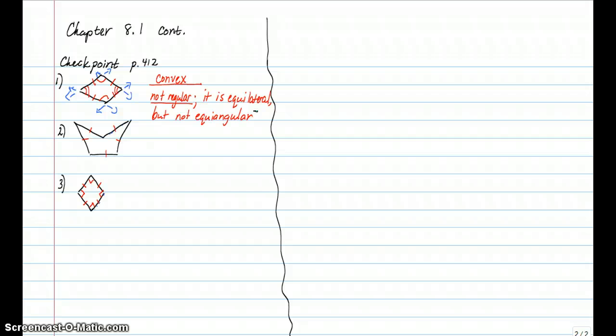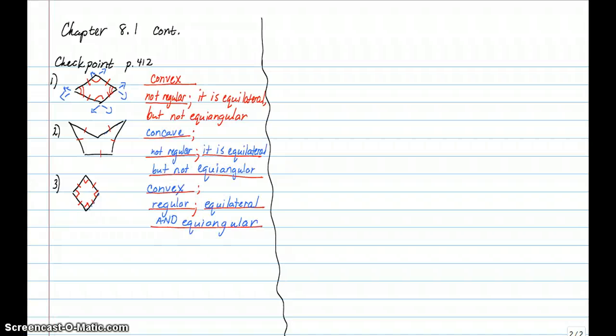So go ahead and determine the number 2. So first convex, concave, and then your second thing is regular or not regular, why? Okay, once you've completed that, go ahead and turn the recording back on, and listen to what the solutions were.